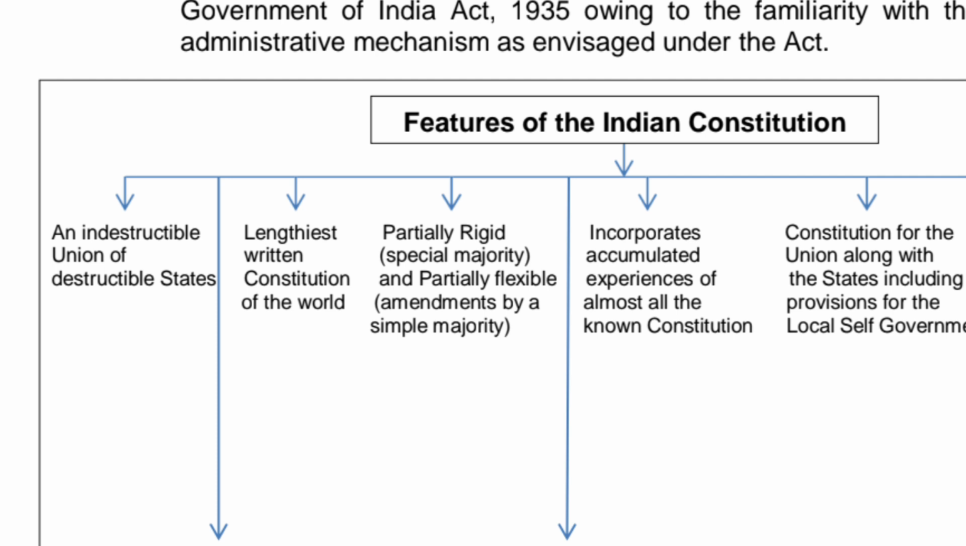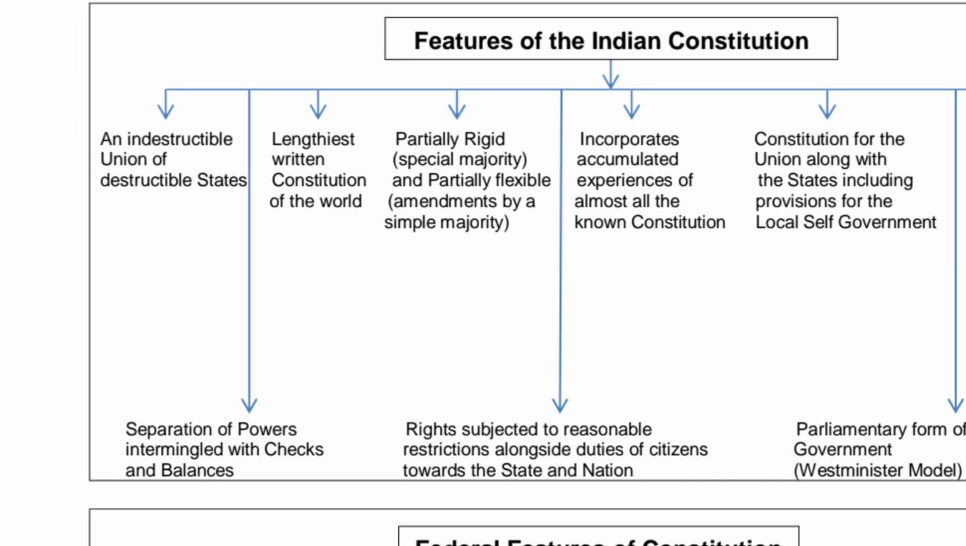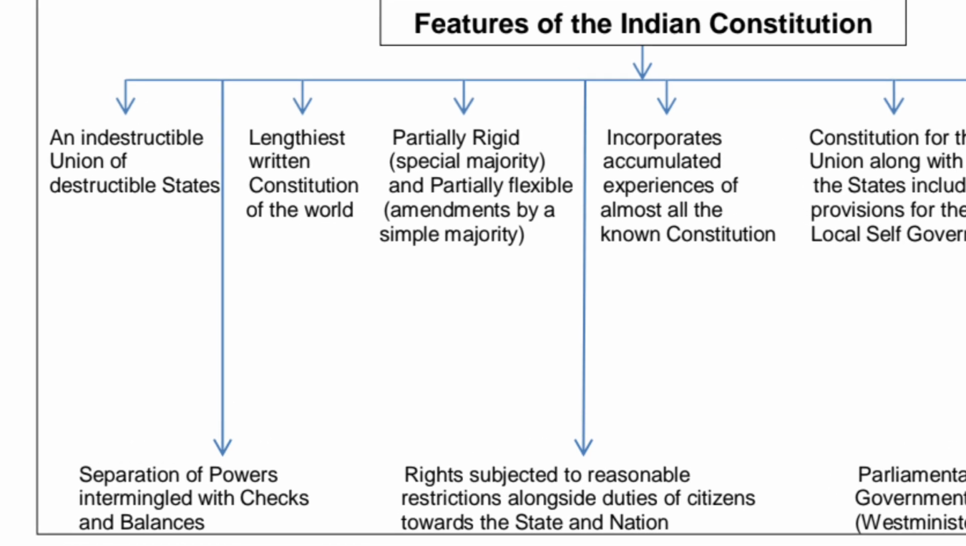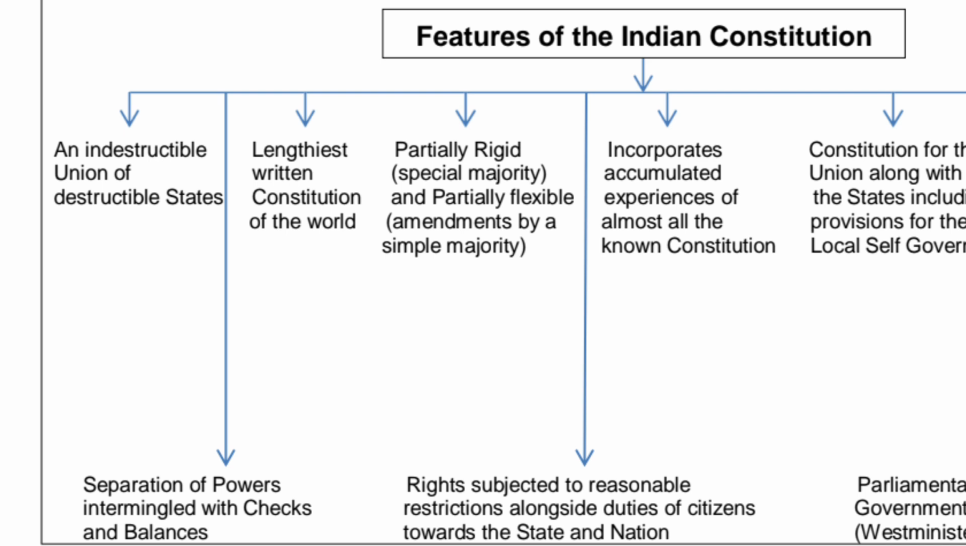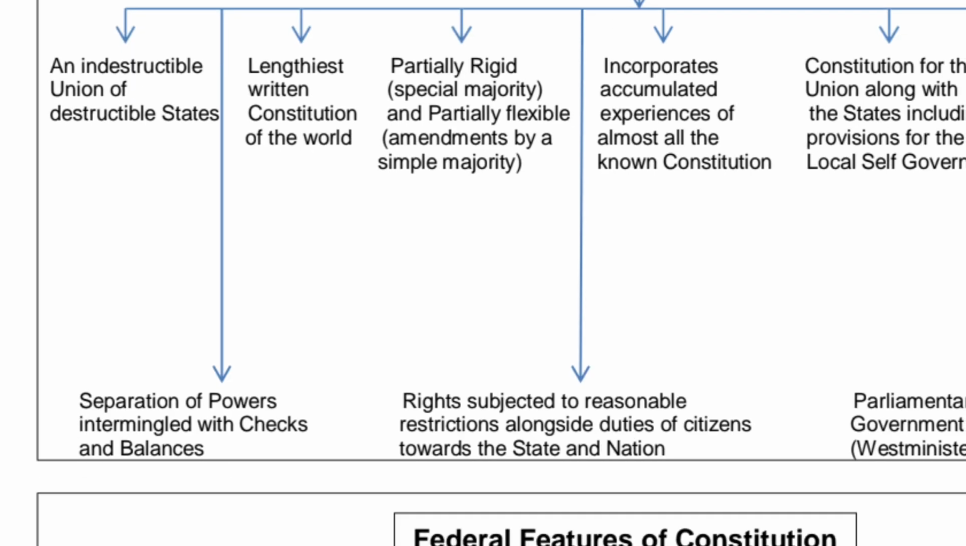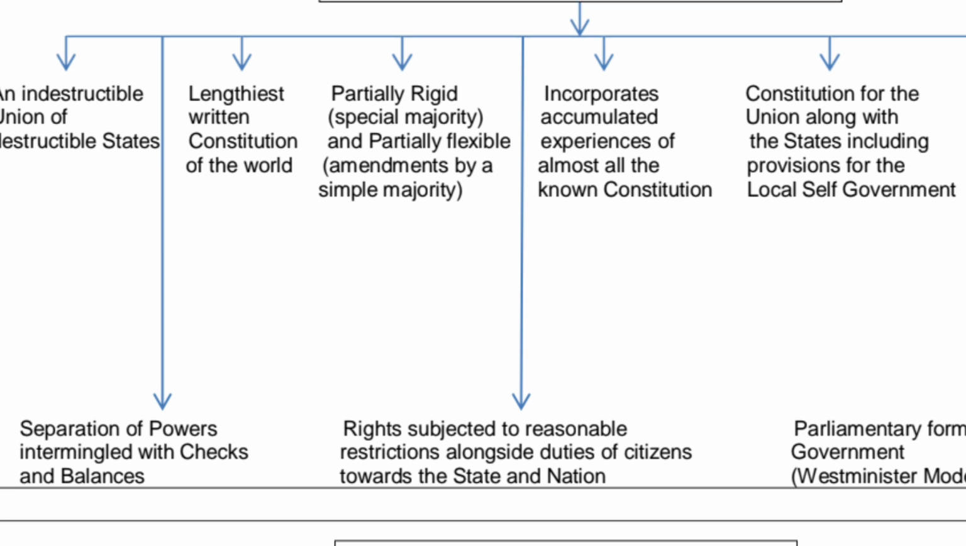Features of the Indian Constitution: an indestructible union of destructible states. Next is separation of powers intermingled with checks and balances. Third is the lengthiest written constitution of the world, partially rigid with special majority and partially flexible with amendments by simple majority. Rights subjected to reasonable restrictions, alongside duties of citizens towards the state and nation.